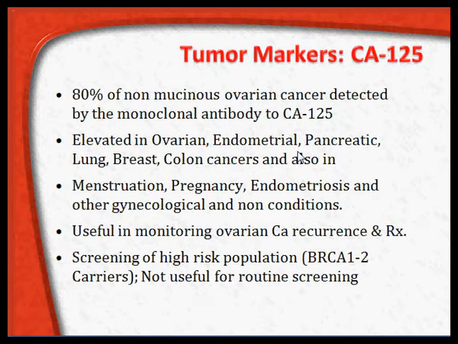So to say, in patients who have non-mucinous ovarian cancer detected by monoclonal antibody to CA125, 80% of the ovarian cancers, non-mucinous ovarian cancers, they are positive for CA125. Ovarian cancers can be mucinous and non-mucinous. So among the mucinous ones, the CA125 is not very useful. Endometrioid type is not very useful. For mucinous ovarian cancers, CA125 is usually positive in non-mucinous ovarian cancers.